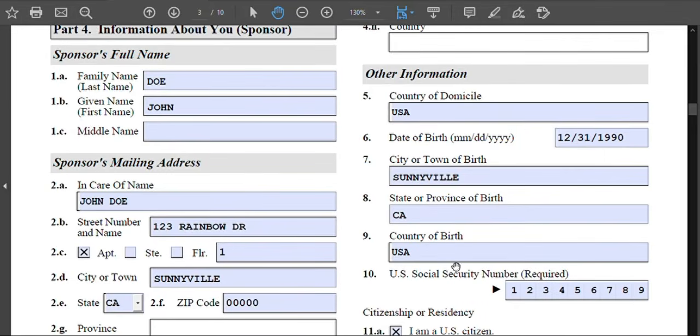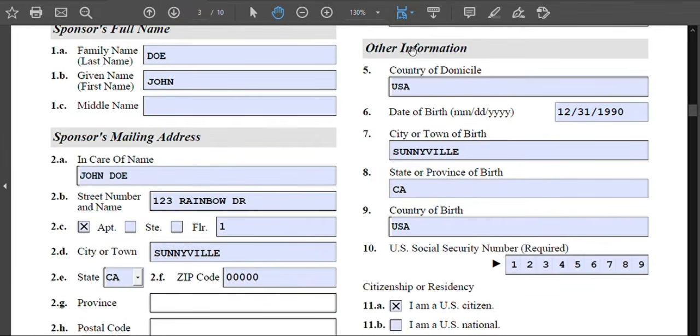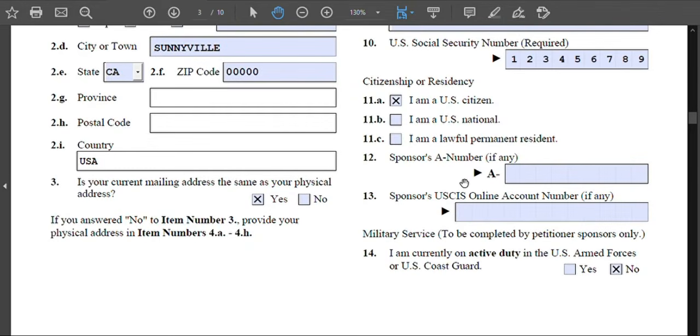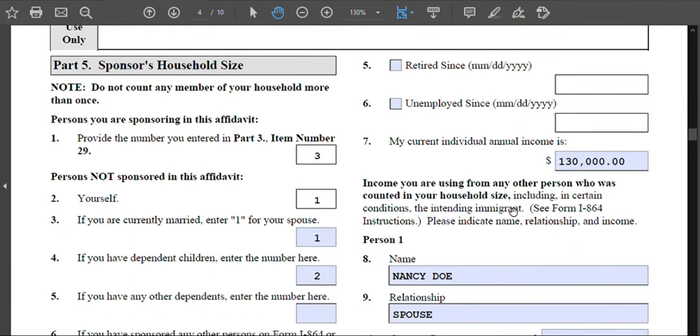Moving on. So this information is very important. So make sure that you answer what your country of domicile is, your date of birth, any other information that they're asking for in this section. Moving on, if you have an A number, USCIS account number, you can include these here, but if you don't, that is totally fine. If you are a US citizen by birth, you most likely will not have these. Moving on to part 5.